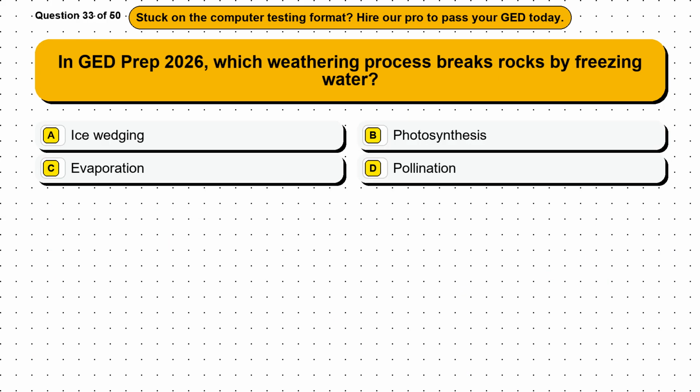Question 33. In GED Prep 2026, which weathering process breaks rocks by freezing water? Option A ice wedging. Option B photosynthesis. Option C evaporation. Option D pollination.